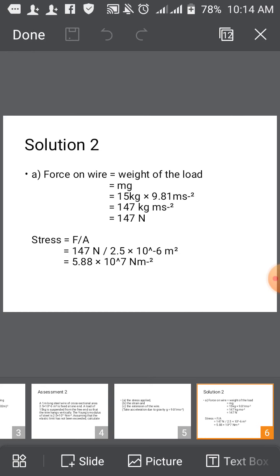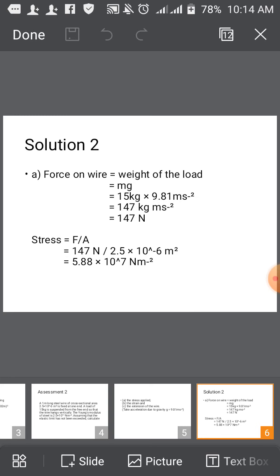Solution. Force on the wire is equal to weight of the load, which is equal to mass multiplied by acceleration due to gravity, which is equal to m times g. When we substitute the values for m being 15 kg and acceleration due to gravity being 9.81 meter per second squared, we are going to have 147 kilogram meter per second squared, which is also equal to 147 newtons.